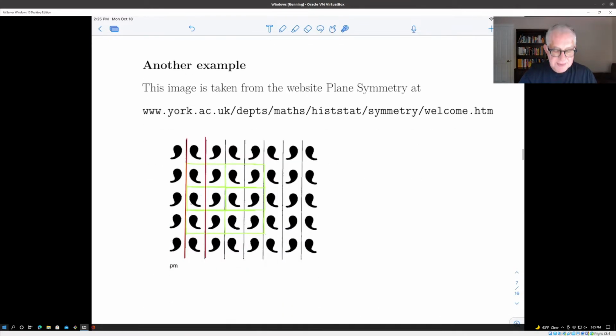Here's another example. This picture was taken from a website about plane symmetry at the University of York in the United Kingdom. And this picture also has a lattice symmetry in it. Here I've drawn some of the cells of the lattice in green. You notice that they're rectangular cells, because if you shift only 1 unit, say from here to here, the image doesn't match up because the commas, I think of these as commas, maybe they're apostrophes, don't line up. You have to shift by 2. So if you shift from here to here, then this image repeats. And if you shift from here to here, this image repeats. So this is another example of a pattern which has translational symmetry by a lattice.